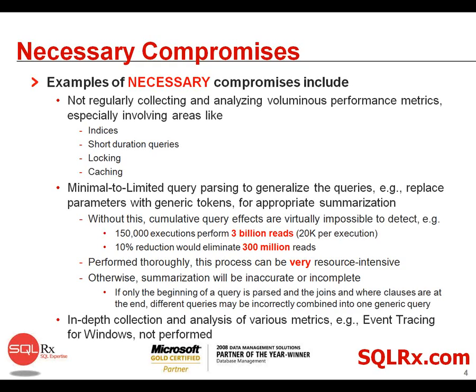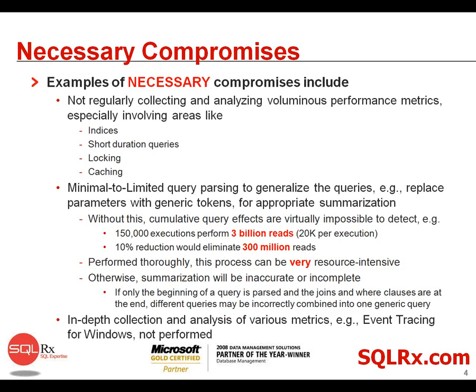For example, if you have 150,000 executions and they perform a total of 3 billion reads, but it's only 20K per execution, a 10% reduction in the work that this query does would eliminate 300 million reads. So when you get on that scale, even though the individual query may not have a problem, there may be room to improve it, and the overall impact on the system can be fairly large.